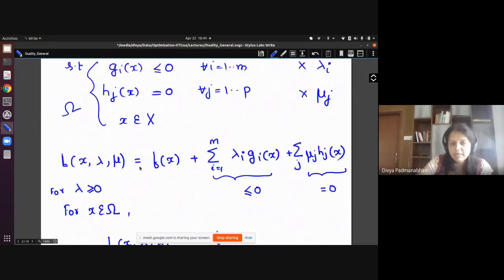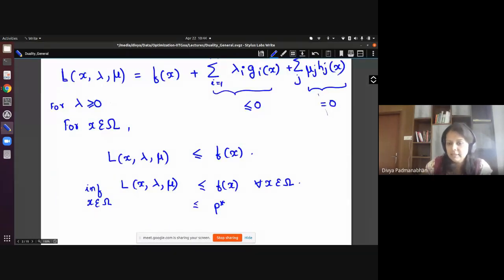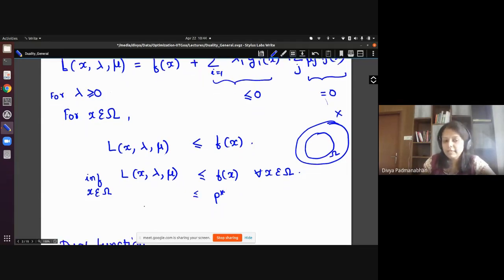Now, this is an infimum over x in omega. Remember, omega is a subset of your domain. You have your original space, the domain, the set of all points x, and omega is some subset of this. So instead of saying x in omega, I take the infimum over x in capital X.